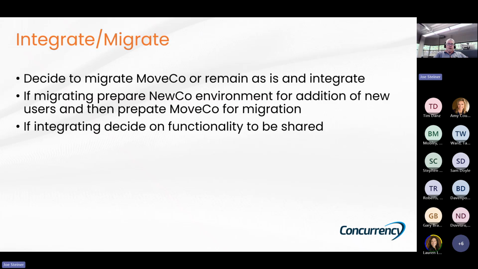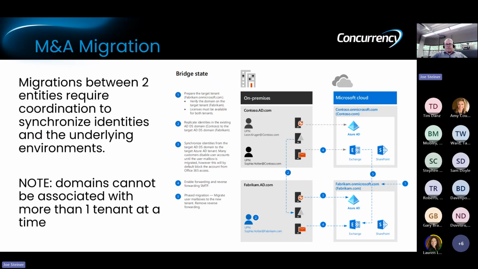If we're migrating, then I need to prepare NewCo for the influx of new users and prepare MoveCo for the migration. If we're just integrating, then I have to decide what functionality is going to be shared across those two companies. If I'm doing an M&A migration, here's the base template by Microsoft for M365 and Entra at some levels between the two, where I prepare the target environment to be able to move things over. Note, one of the big things when you're doing Microsoft 365 moves is domains.